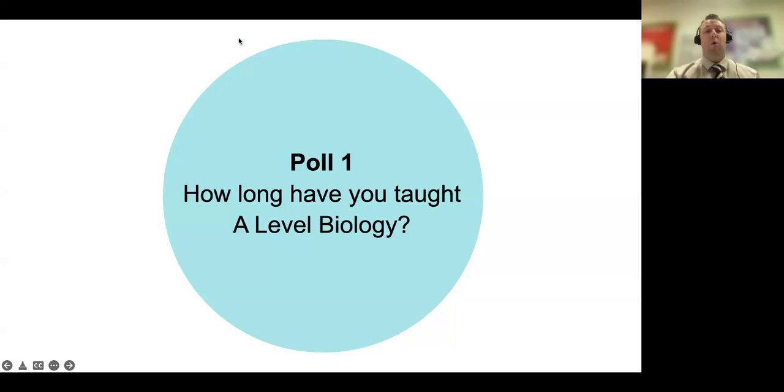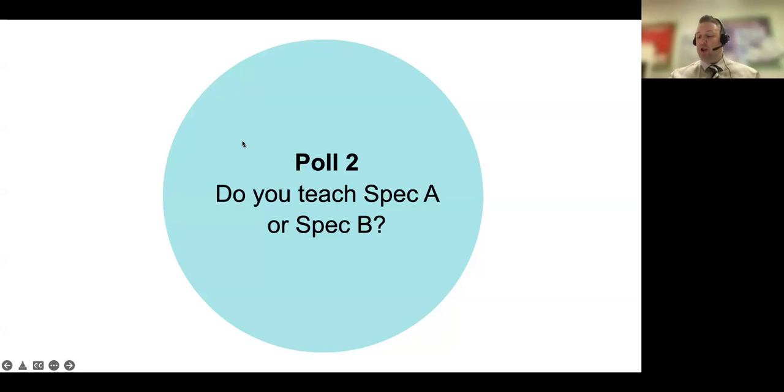The second poll that I have is just to get an idea of what specifications, although we're going to cover both specifications today, just to get a bit of interaction at the start, just to see what specifications you're teaching. So either specification A, specification B, or obviously, if you're not teaching at the minute, not applicable. So if you can have a respond to that.